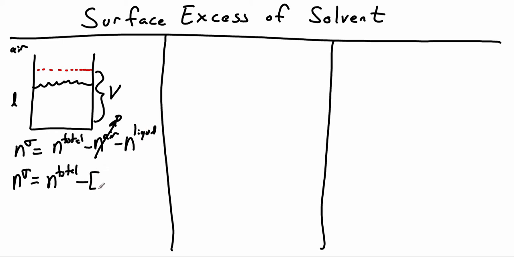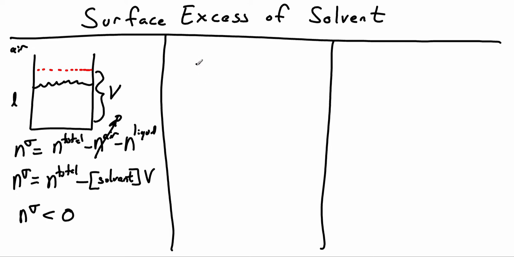So what's this going to be equal to? Well, this is just the concentration of the solvent times the volume V. And we can see right away we've plugged in a V that's bigger than the actual volume of the liquid. So this term is going to be bigger than the actual number of moles of solvent. And so that means that the surface excess in this case is going to be a negative number.